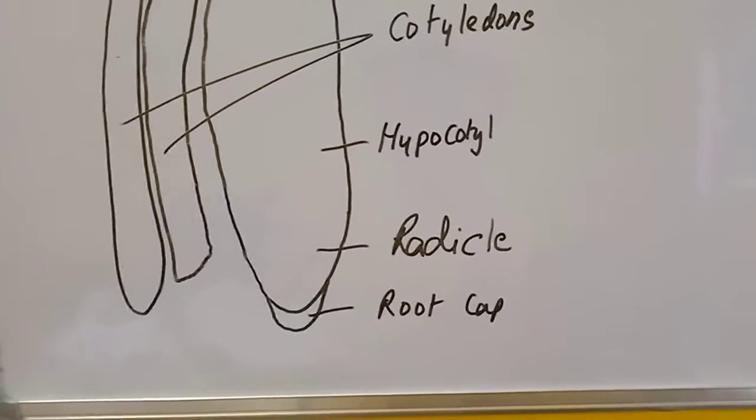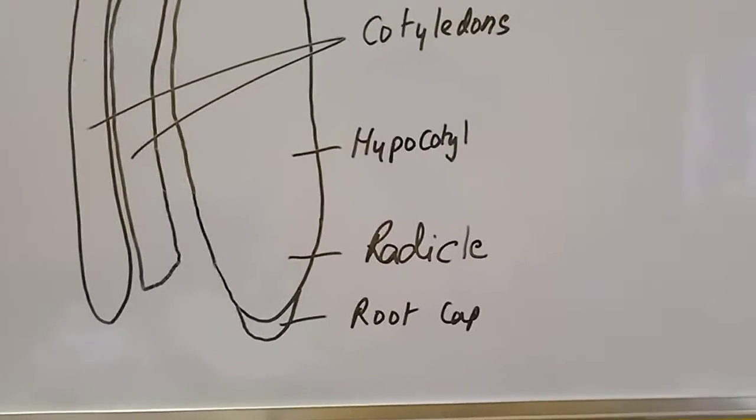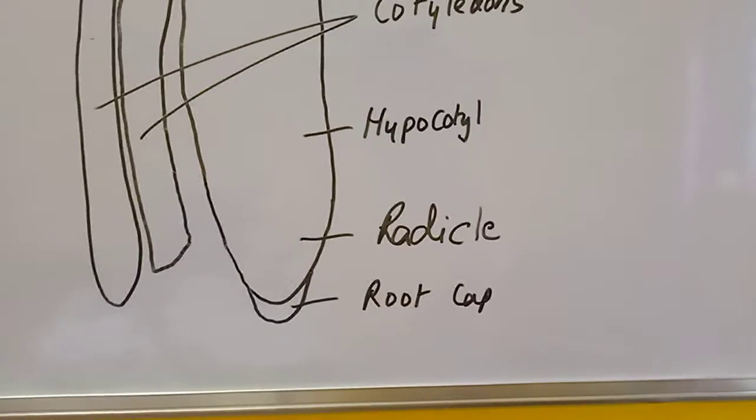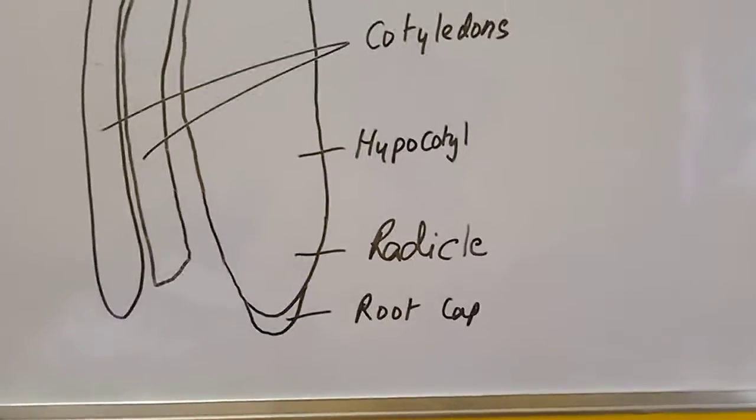The root tip is often covered with a root cap called calyptra. Mango, apple, radish, rose, etc. are some dicot plants.